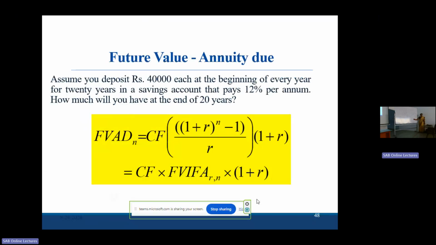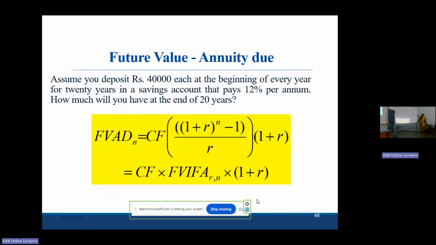The mathematical reason is clear, because here we multiply this answer by 1.1, 1 plus r. So therefore you will get the higher value. That is the mathematical reason. What is the theoretical reason? What is the theory behind this? What is the theory?